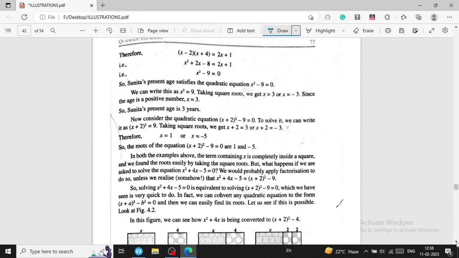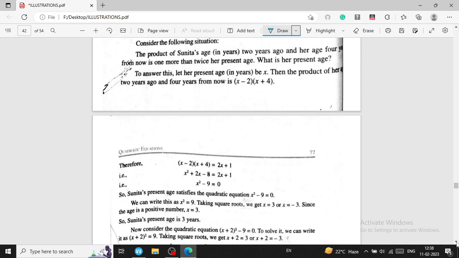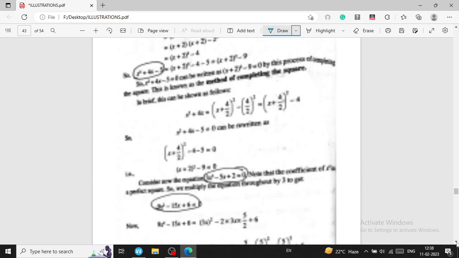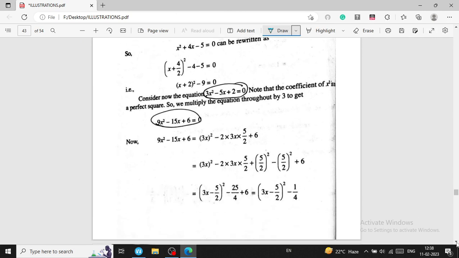We have the given statement. I will take one example for solving this equation. Here we take this example: 9x square minus 15x plus 6 equal to 0. First, step 1.